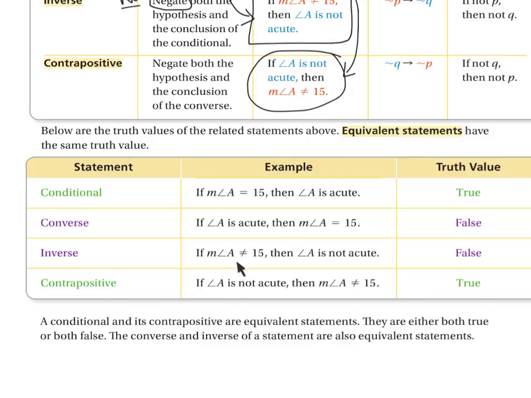The inverse. If the measure of angle A is not 15, then angle A is not an acute angle. Well, wait, if it's not 15, it could be 33. Is 33 an acute angle? It sure is. So that's false as well. And then the contrapositive. If angle A is not acute, then the measure of angle A cannot be 15. Well, if it's not acute, it cannot be between 0 and 89 degrees. And so therefore that's true. The conclusion.